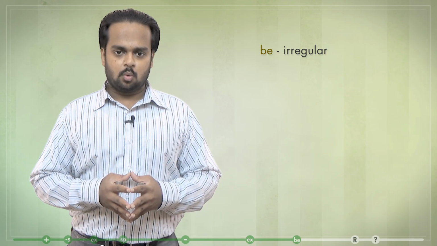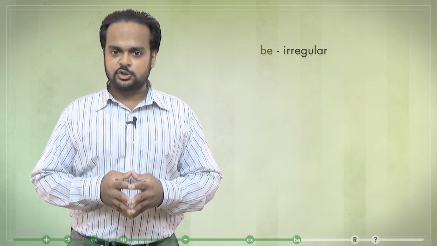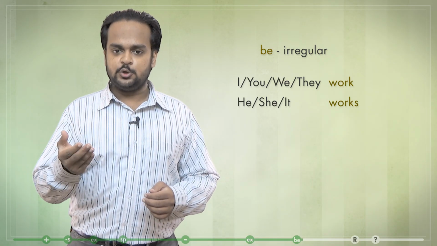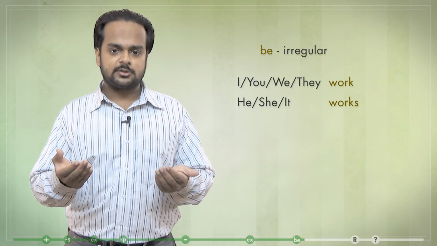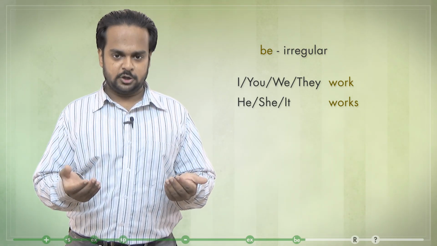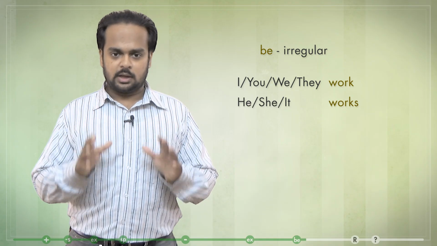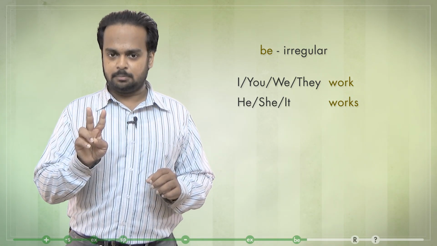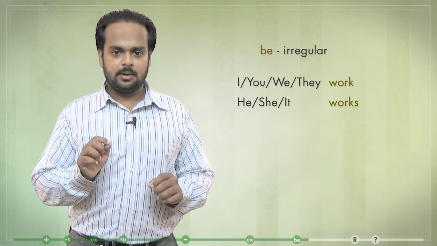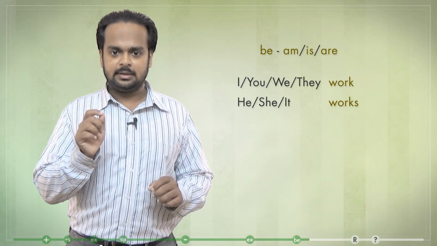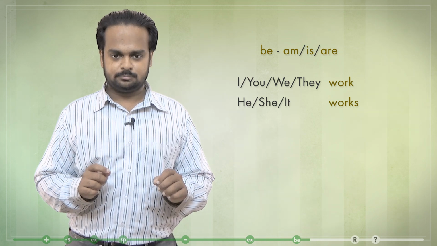Well, if you remember, we learned that the verb work has two present simple tense forms. You use work with I, you, we, they, and plural subjects, and you use works with he, she, it, and singular subjects. All verbs are like this. They have two present simple forms, except for the verb be. This verb has three forms: am, is, and are.